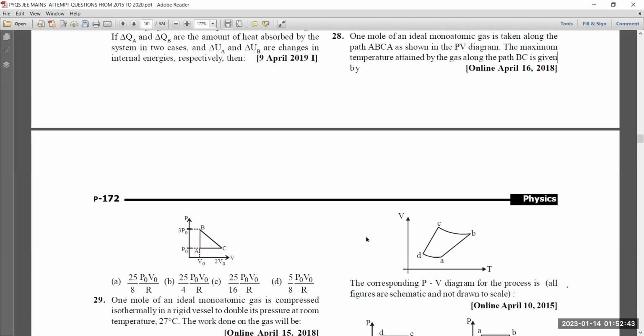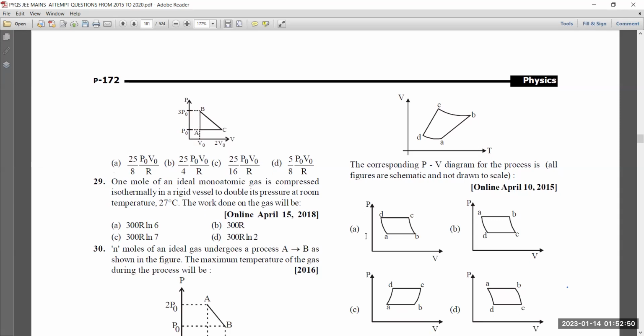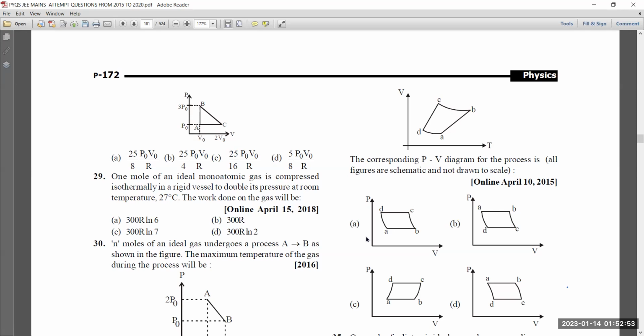So I'm not solving this, I'm leaving this question. The 29th question, you can do mentally. 1 mole of an ideal gas. See, it is isothermal compression. So the pressure is going from P to 2P, right? At 27 degrees Celsius. So use the formula for work. What is the answer? nRT. Yes, D.